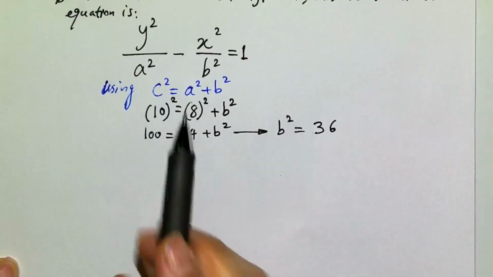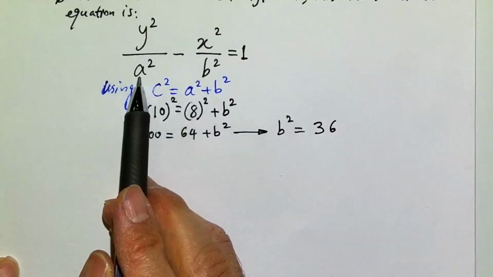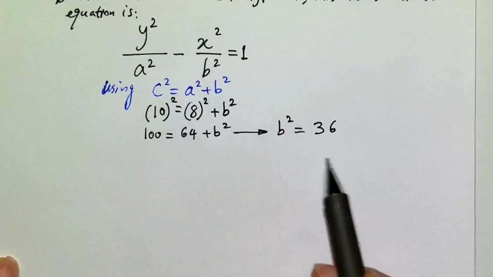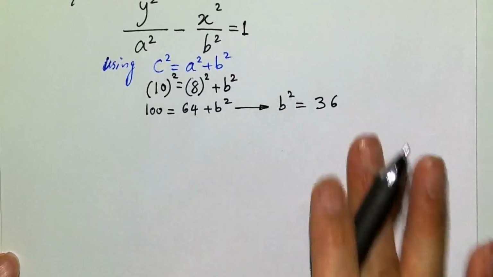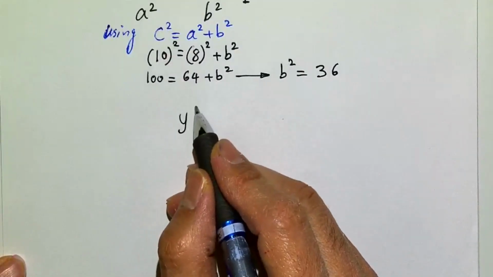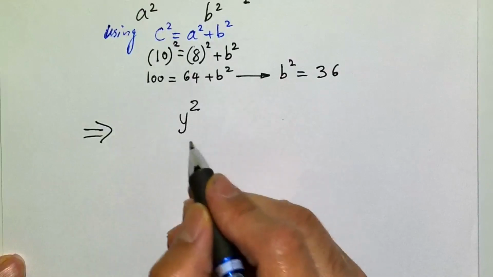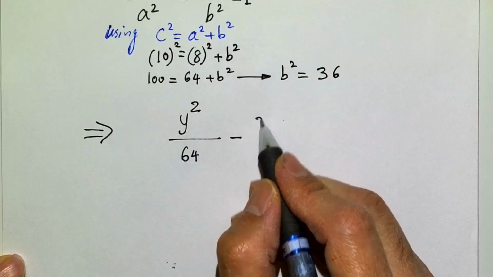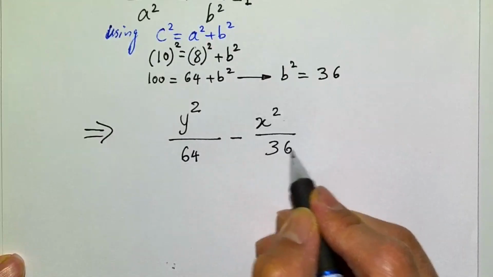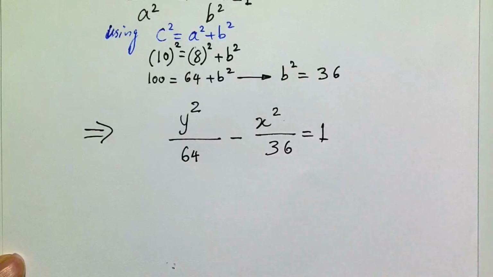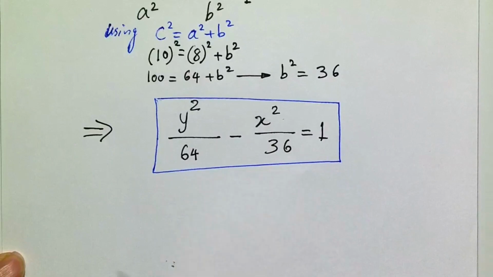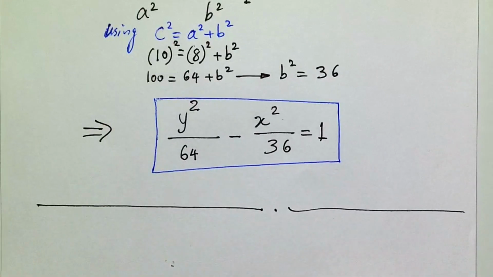And that's all we need to plug in here. We already know this is 64 because it's 8 squared. So we know b squared is now 36. So therefore, we have our equation. So we have y squared over 64 minus x squared over 36 equals 1. Like that. Okay, so that's another example for us.